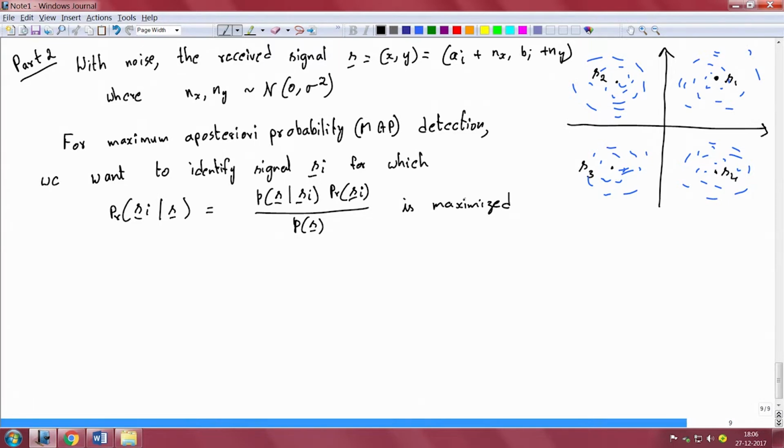So, what it essentially means is we have received a signal S and we want to maximize this a posteriori probability for different choices of i, and see which signal maximizes it, and that signal is the decision that we will make. So, that is the optimal decision. Because the denominator is the same for all i's, we want to maximize probability of S given Si times probability of Si.